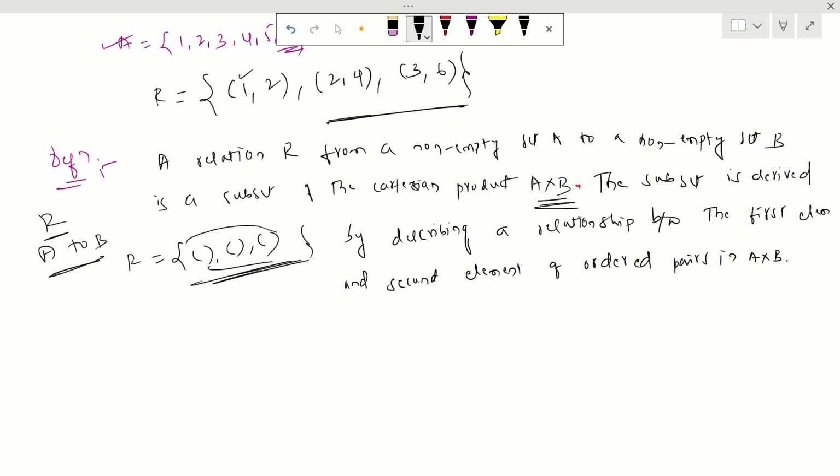Okay, this is correct. Now we get these pairs only when we make relations between two sets, from the first element and second element of the pairs in A cross B. The second element is called the image of the first element.